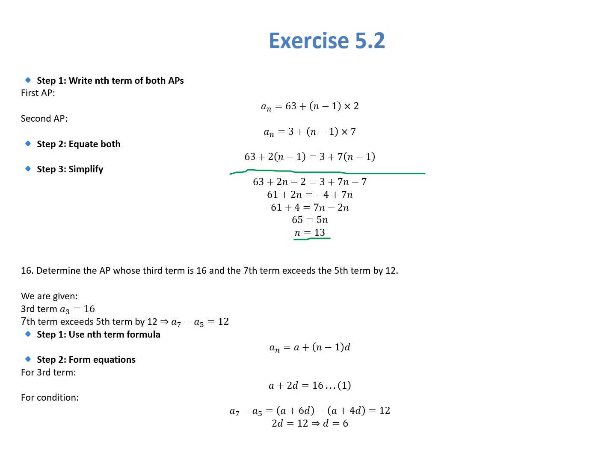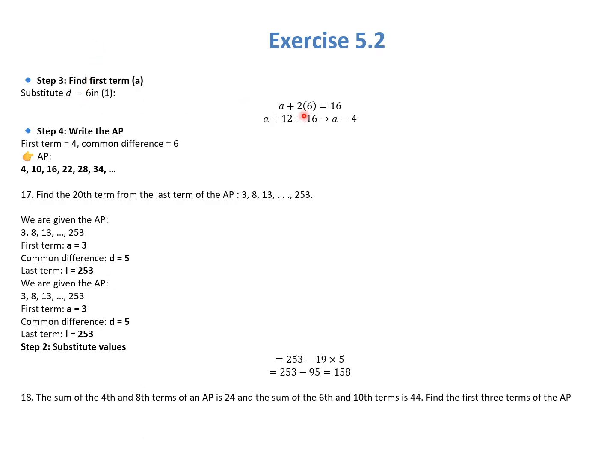Next question is determine the AP whose third term is 16 and seventh term exceeds the fifth term by 12. So again we have a n is equal to a plus n minus 1 d. We have been given that a plus 2d is equal to 16, and again we solve it with the help of the example here. This is as simple as a similar question that we have solved earlier. 7th term exceeds the fifth term by 12, so a7 minus a5 is equal to 12. When we solve it, we get the value of d is equal to 6 and then we see the rest of the solution in the next slide. Okay, so we'll substitute that value, we'll get the value of a is equal to 4 and then we can create the series with the same a and d.